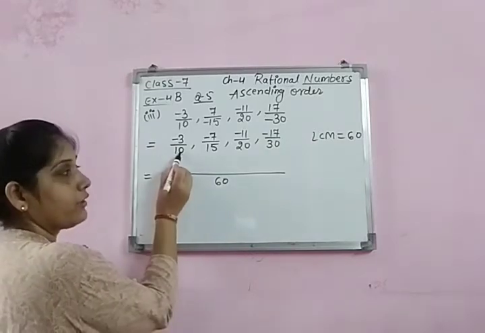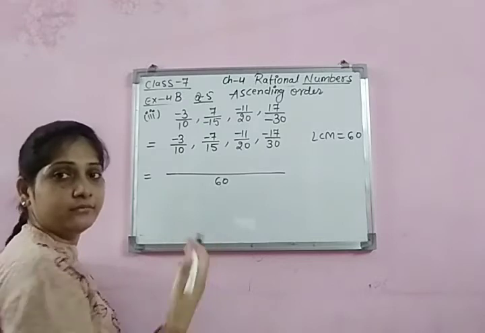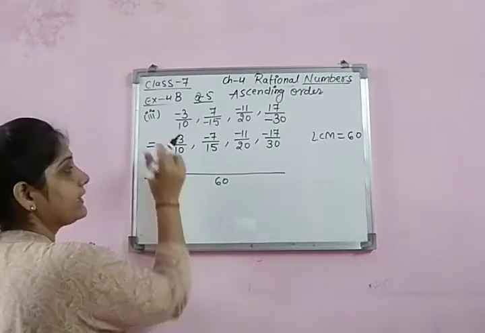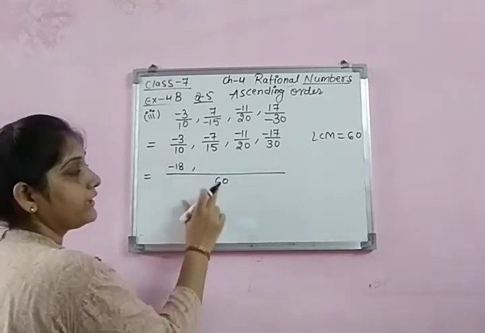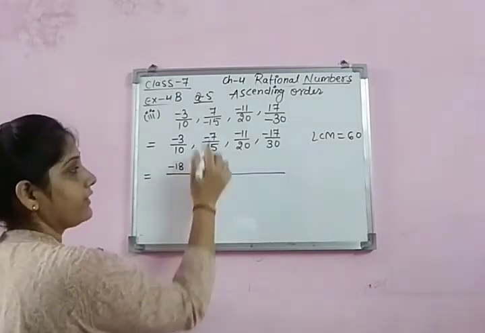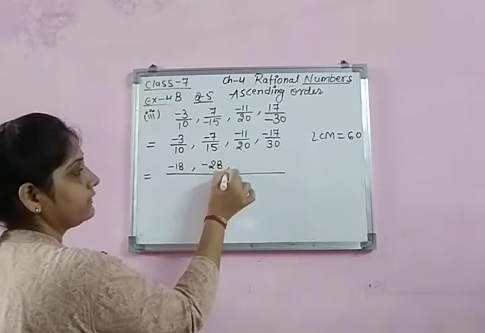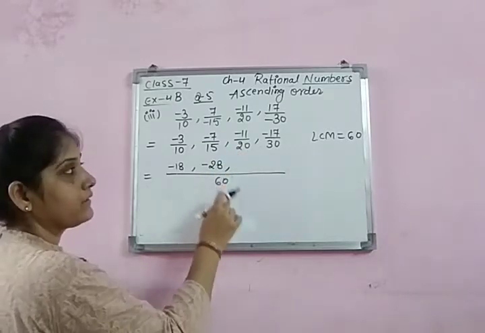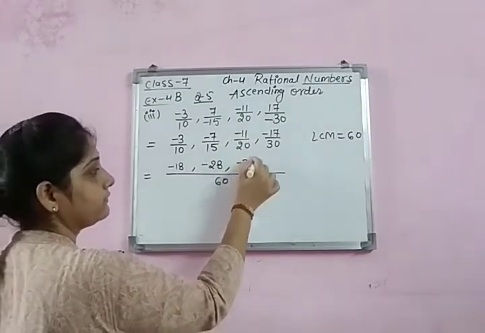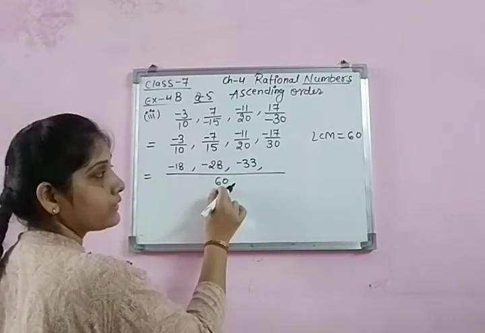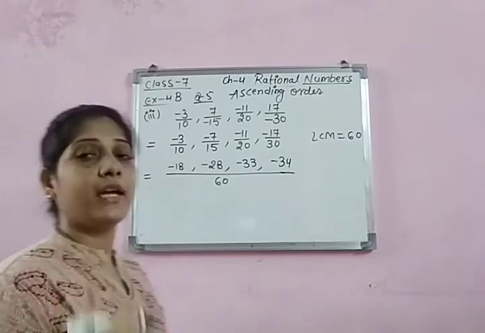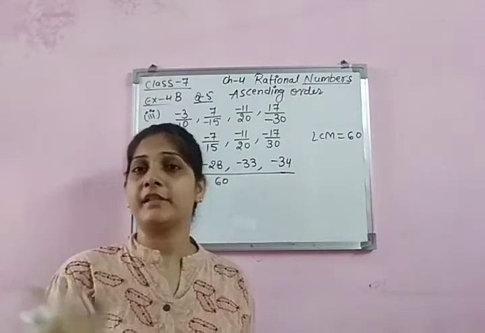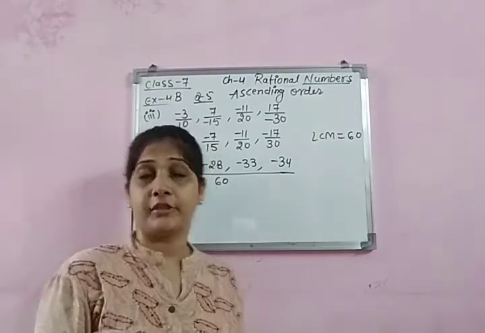You have to read the table of 10 to get 60. We get 6, and 6 3s are 18. Please write with sign. 15, 4 times. 4 7s are 28. 20, 3 times. 3 11s are 33. 30 2s are 60 and 17 2s are 34. The same thing we have done: divide by the denominator, multiply by the numerator, the quotient.